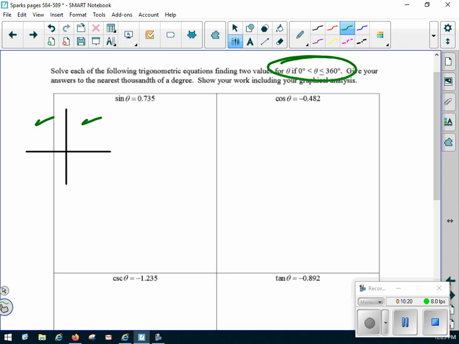I do not know off the top of my head, in fact, I don't know anywhere in my head, what angle has a sine of 0.735. But I can do it on my calculator. If I want to undo multiplication, I divide. If I want to undo addition, I subtract. If I want to undo sine, inverse. Sine inverse looks like this. Don't call it sine to the -1. That is sine inverse, and it is second sine.